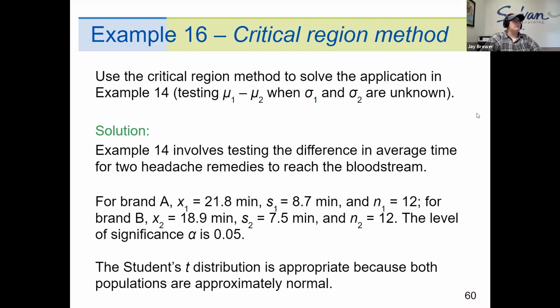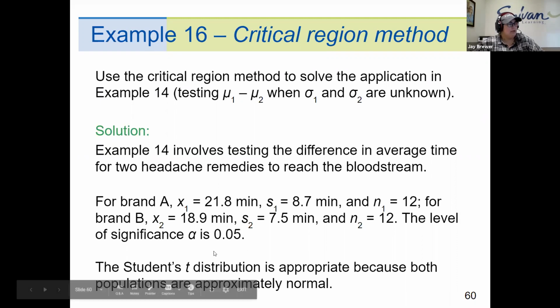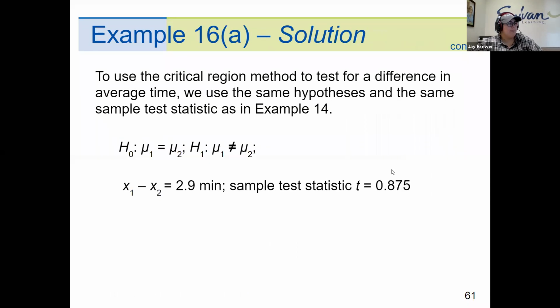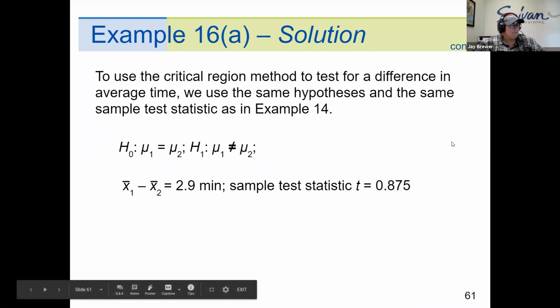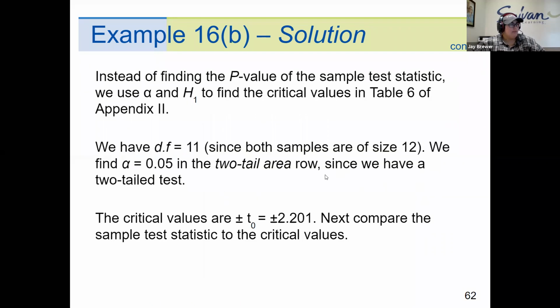Use the critical region method to solve the application in example 14. Okay. Here they give you everything back again for this bloodstream headache remedies example. And we're going to use the t-distribution. To use the critical region method, you have to find the following. Okay. So you find t equal to 0.875.